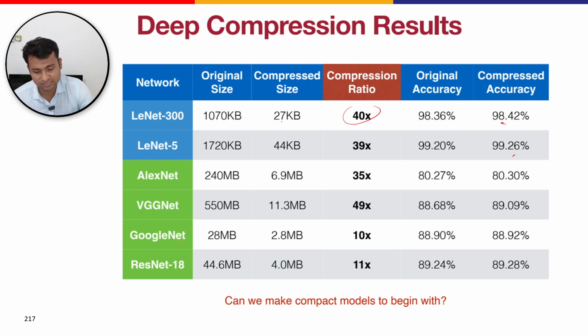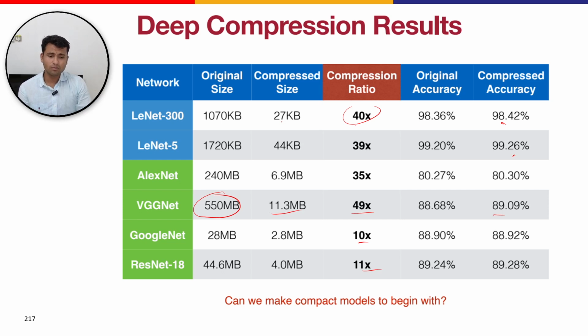AlexNet, VGGNet, these are the modern deep learning models. So you can see, for VGGNet, which was represented as 550 MB, it got reduced to around 11.3 MB while maintaining the same accuracy. So almost 50 times reduction. In GoogleNet, almost 10 times. In ResNet, again around 10 times reduction.